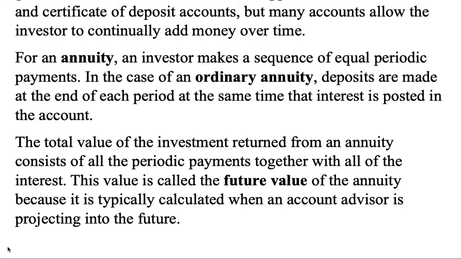In the case of an ordinary annuity, deposits are made at the end of each period at the same time that interest is posted in the account. The total value of the investment return from an annuity consists of all the periodic payments together with all the interest. This value is called the future value of the annuity because it is typically calculated when an account advisor is projecting into the future.